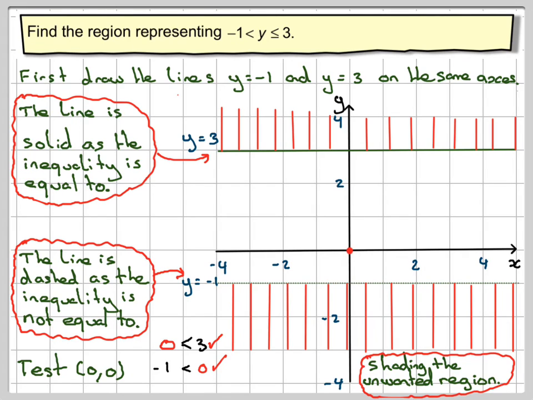Okay, so this has been a video to show you how to find a shaded region on a graph, or a region defined by a graph.